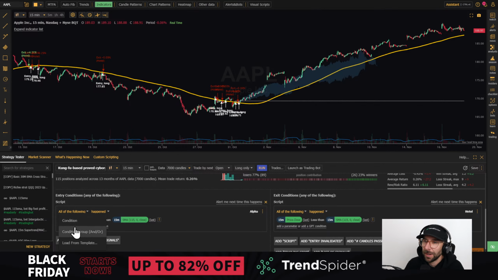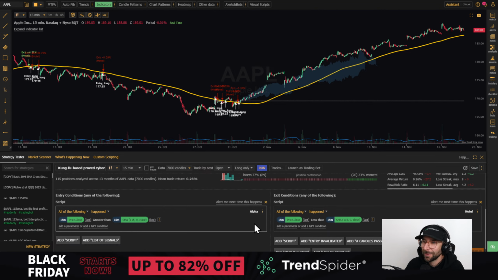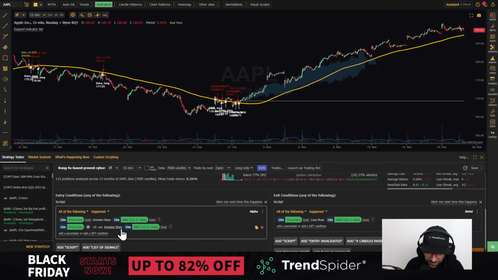So I'm going to go add parameter, and I'm just going to script this one myself. So we'll say close greater than indicator, simple moving average. If I wanted to, I could have clicked this little duplicate icon, and that would duplicate it for me. And then I'm just going to make this one candle ago, not 10, 1. And then rerun. So now we're defining that price is closed above the 115 twice, 2 candles in a row.